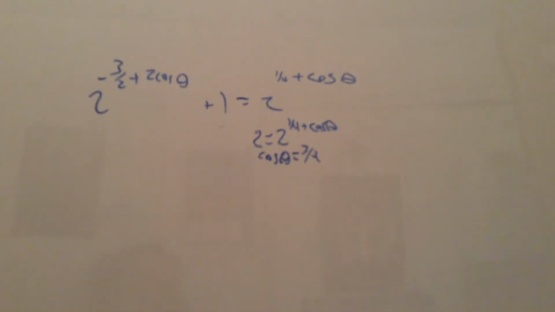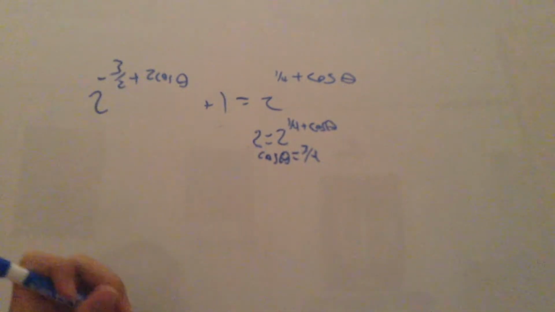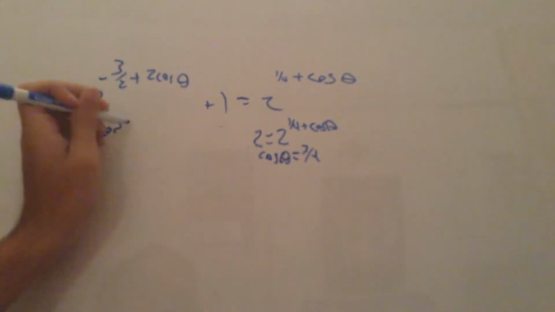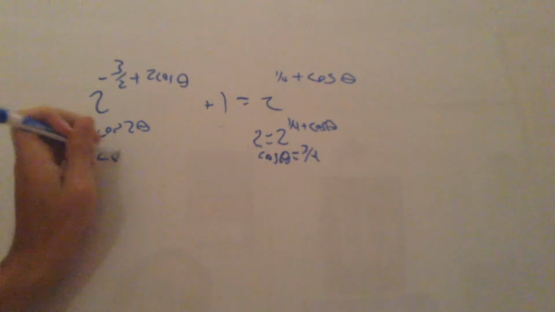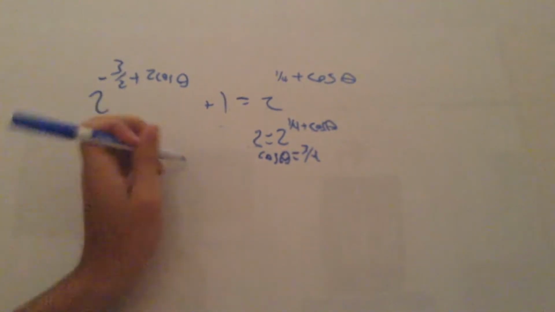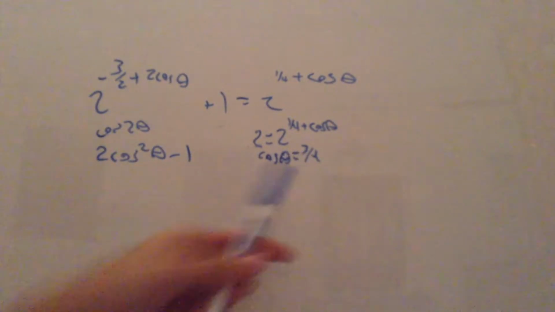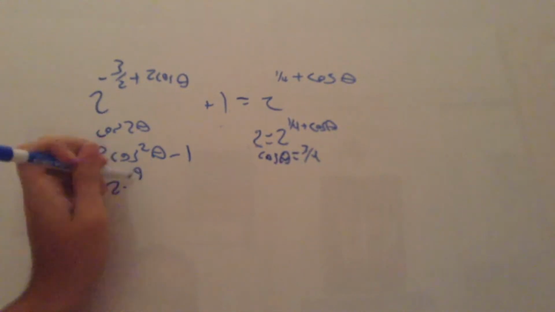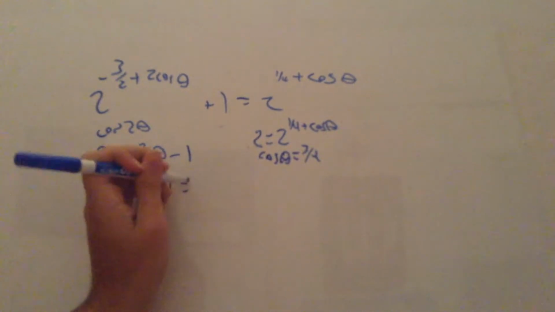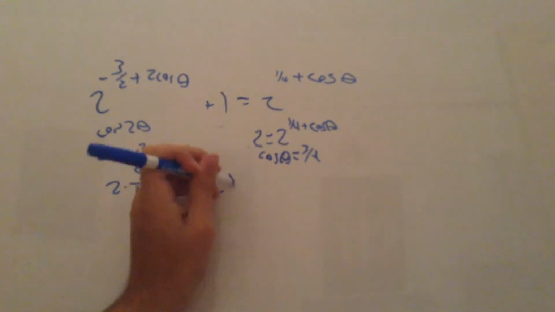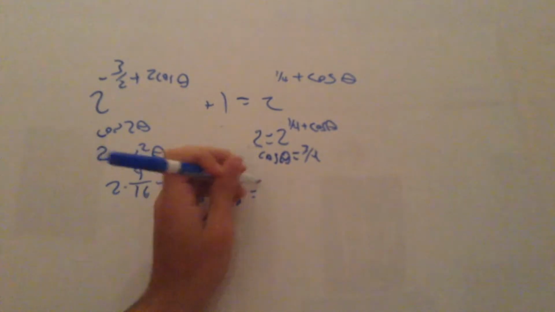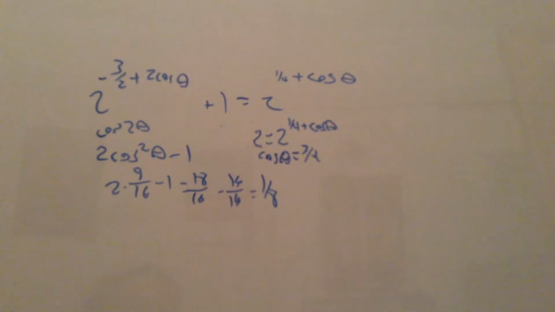So now we need to find cos 2 theta. We can use our double angle formula, 2 cos squared theta minus 1. We know cos theta is 3/4, so we have 2 times 9/16 minus 1 equals 18/16 minus 16/16 equals 2/16, or 1/8. And that is indeed the answer we are looking for, so we are done at just under the 4-minute mark.